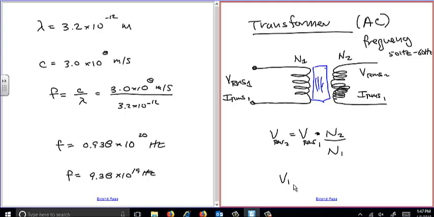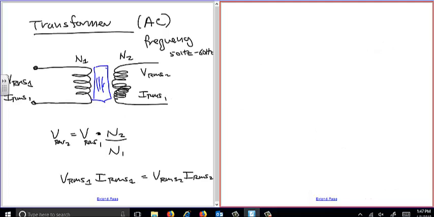Okay. And then this conservation of energy across the transformer is V RMS 1 times I RMS 1. So voltage times current is power, equals V RMS 2 times I RMS 2. So typically you're given 3 out of the 5 quantities. You can use this one to calculate the voltage, and once you have the voltage, you can calculate the current.